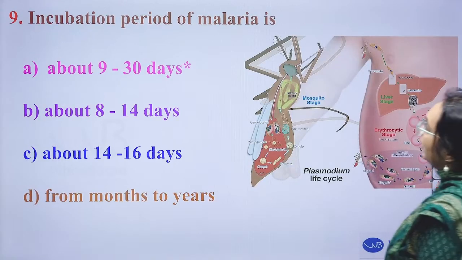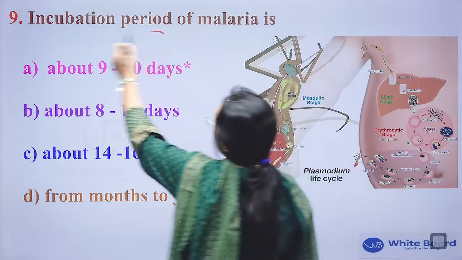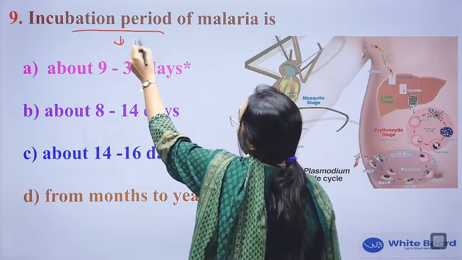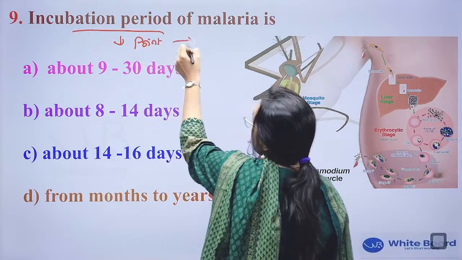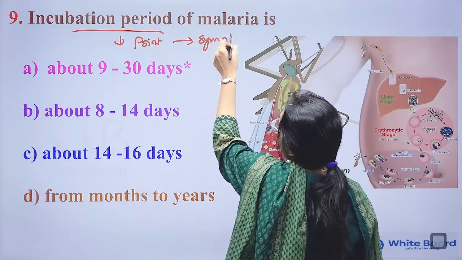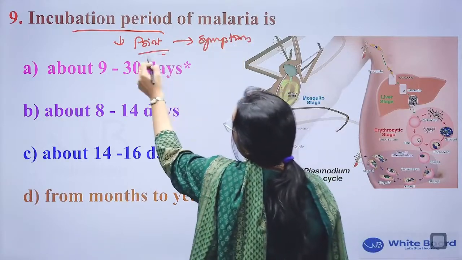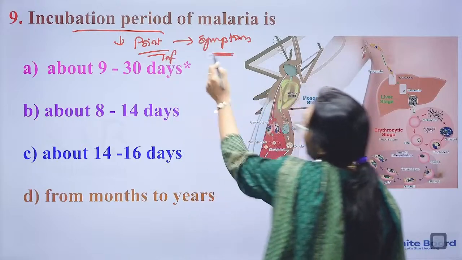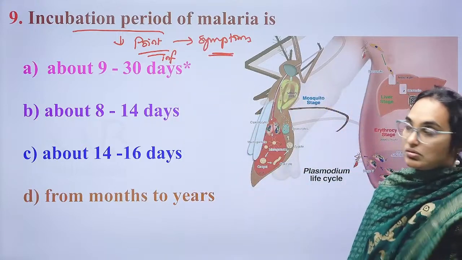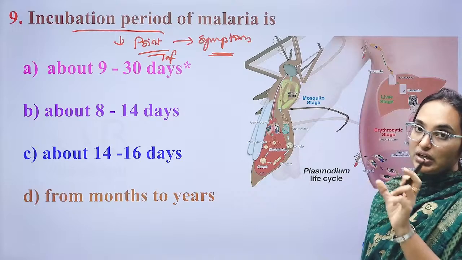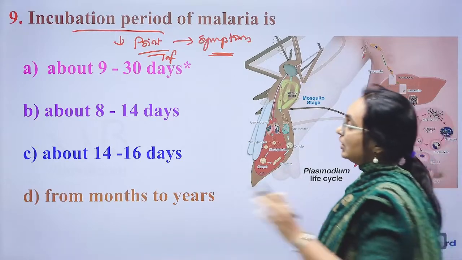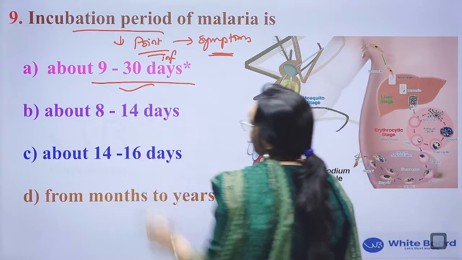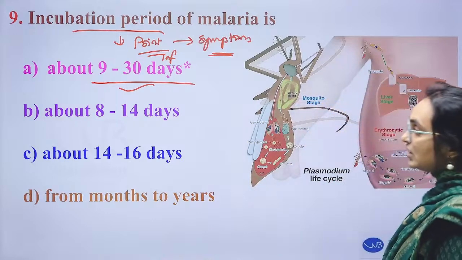Next, incubation period of malaria. Incubation period means the time from the point of infection to the arrival of symptoms. That time in between is called the incubation period. It is generally 9 to 30 days. So, answer here is A.